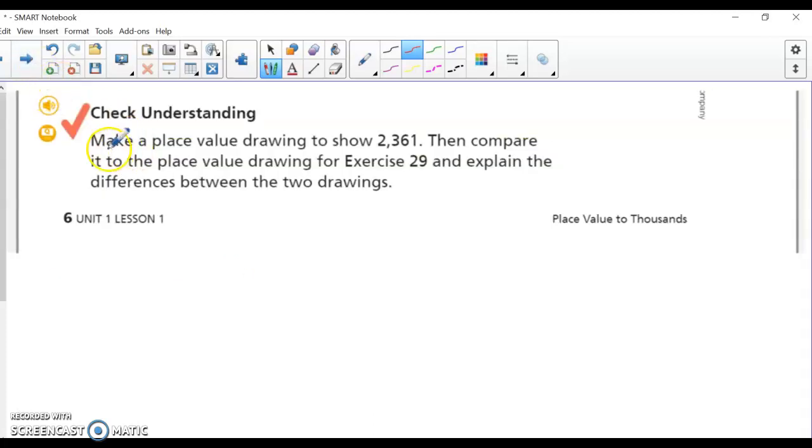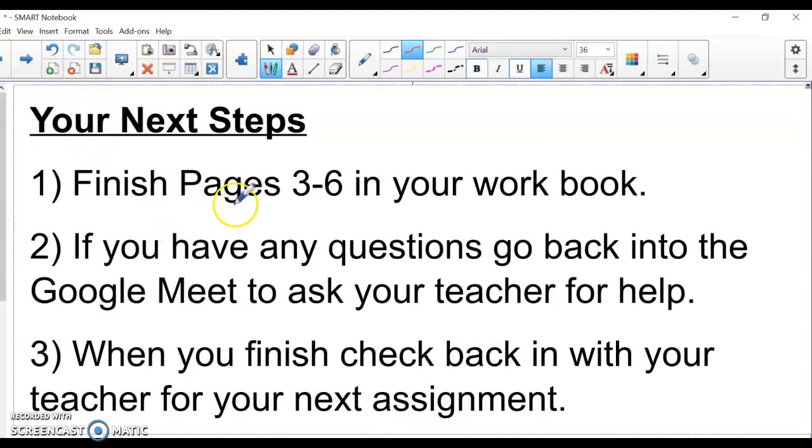Okay? So for your next steps, I want you to finish pages 3 to 6 in your workbook. If you have any questions at all, I want you to go back to the Google Meet you were just in and ask your teacher for help. When you finish, you have to check back in with your teacher to find your next assignment or your next steps. Okay, guys, pages 3 through 6. If you want to go back in right away and just get a little extra guidance, go right back to that Google Meet. Otherwise, go ahead and check in when you're done. All right, guys, good luck.